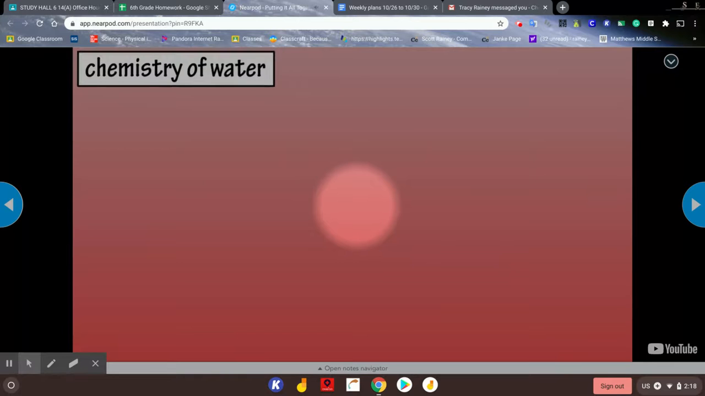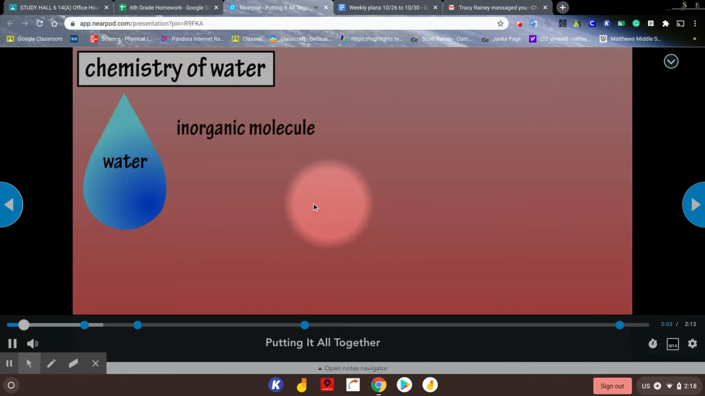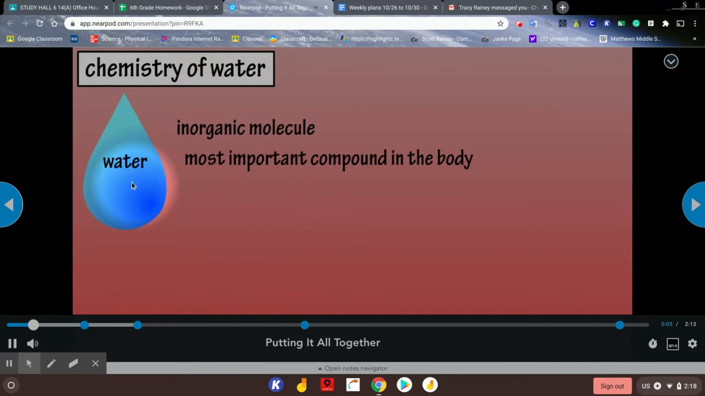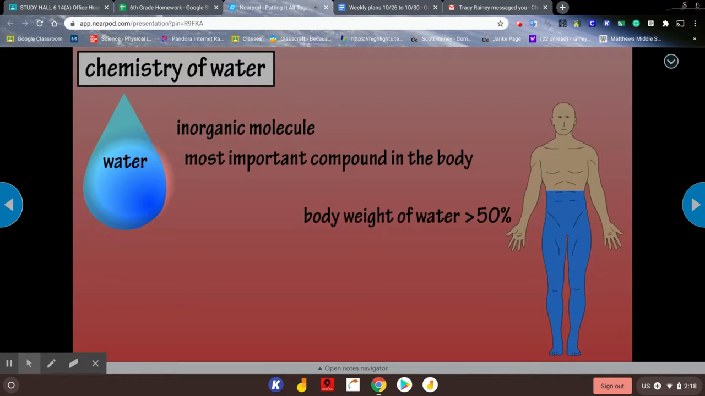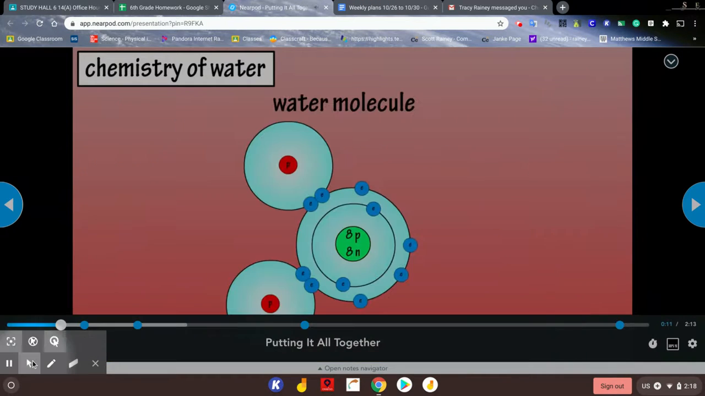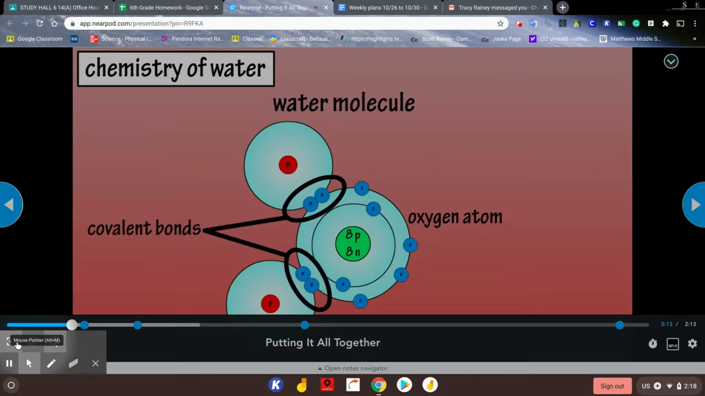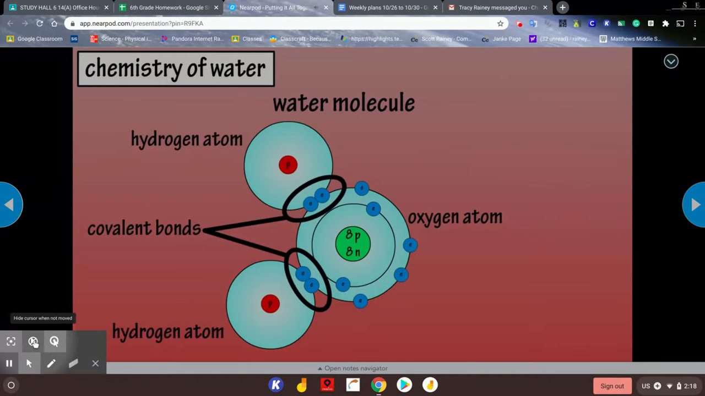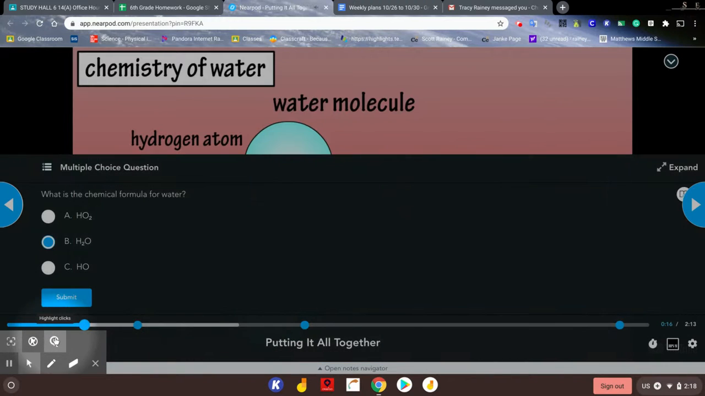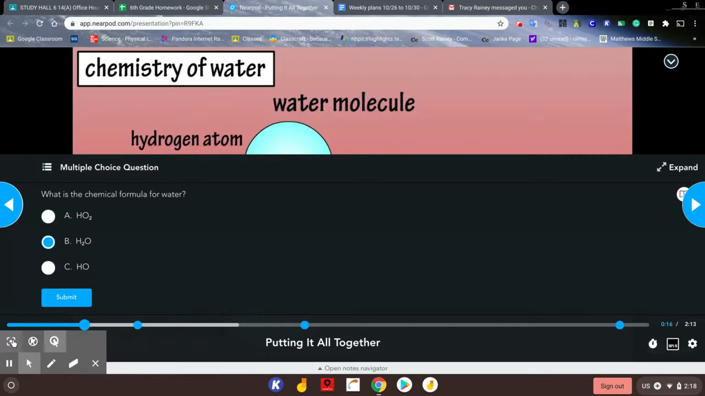Chemistry of water. Water is an inorganic molecule that is the most important compound in the body. In fact, a normal adult's body weight is made up of 50% or more of water. A molecule of water has one oxygen atom covalently bonded to two hydrogen atoms. So water is H2O, 2 hydrogen, 1 oxygen. That is the formula for water.